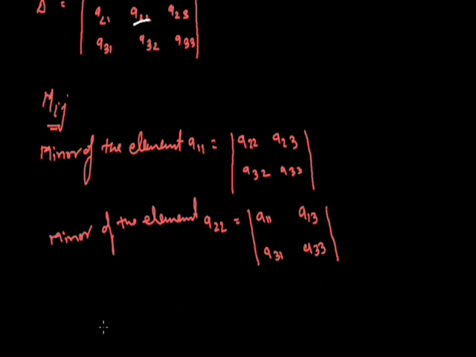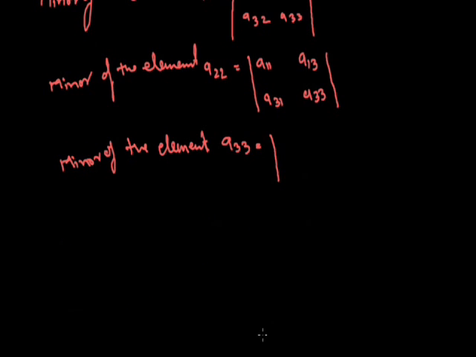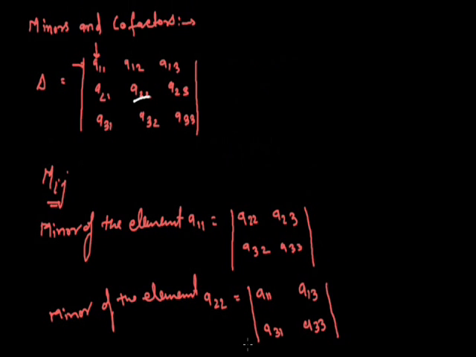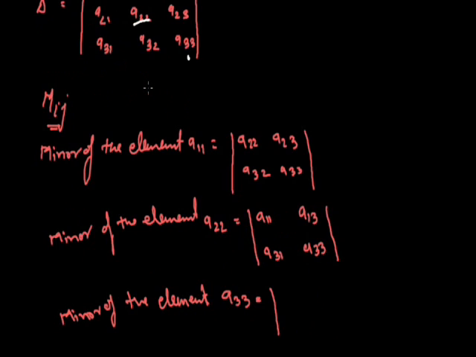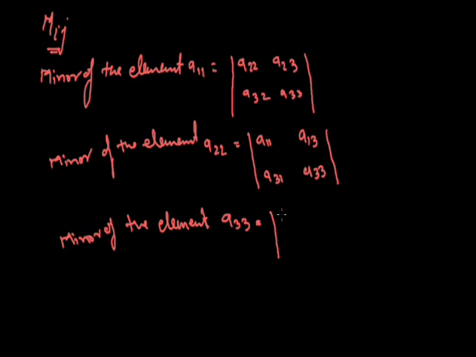Now if I write the minor of the element A33, for this, leave the third column and the third row. The remaining elements are A11, A12, A21 and A22. It is the minor of A33.